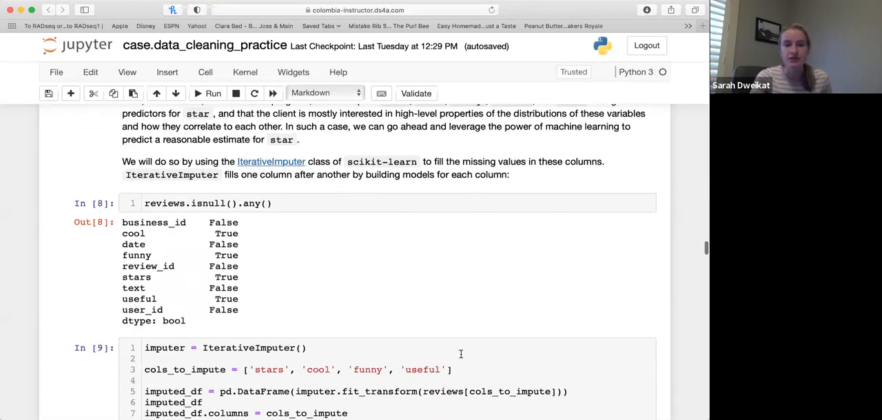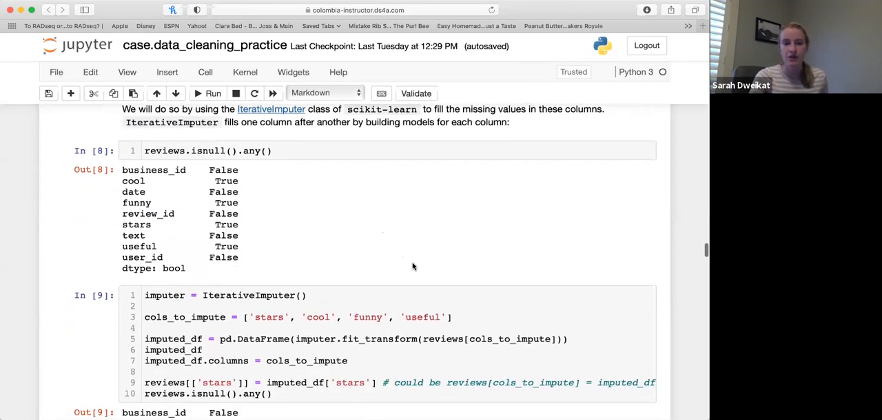So to do this, we're going to use this iterative imputer. What we're looking at here is, again, we're going to check our reviews data set and ask, are there any null values? Here, if you notice, our date is now false because we already filled in those missing values. So there are no more missing values for date. We have missing values for cool, funny, stars, and useful.